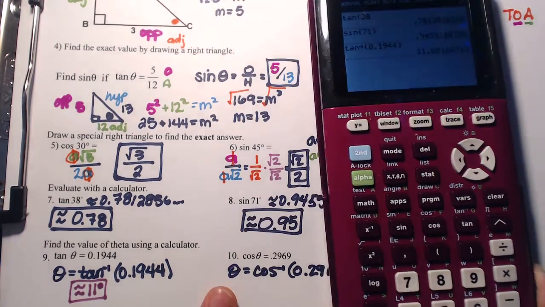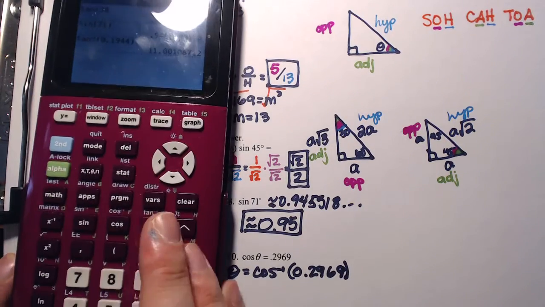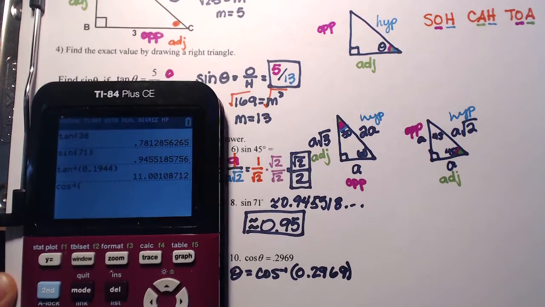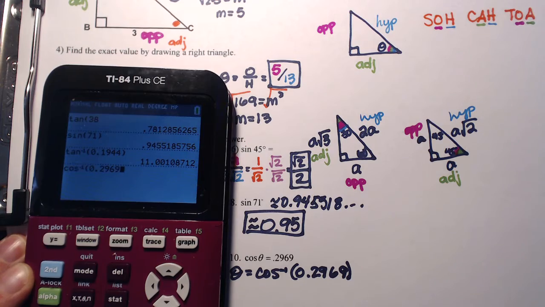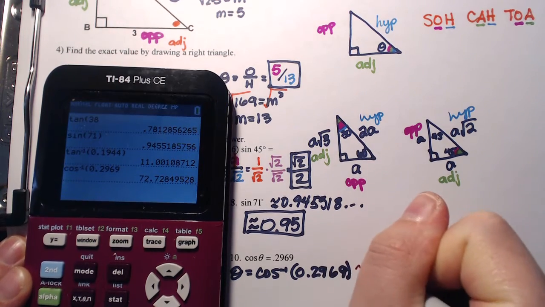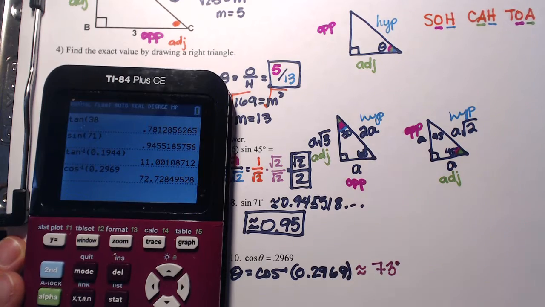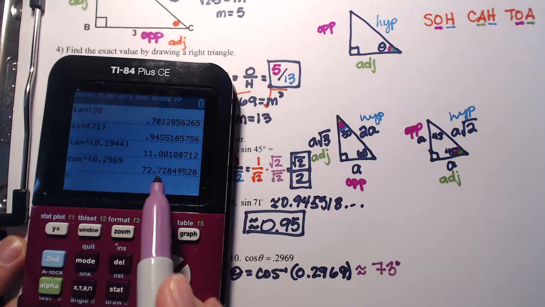And then this one, put the calculator over here. So again, second, and then cosine. That gives me my inverse cosine, and 0.2969. So if I'm rounding to the nearest degree, then it's just 73, because the 7 is bigger than 5.